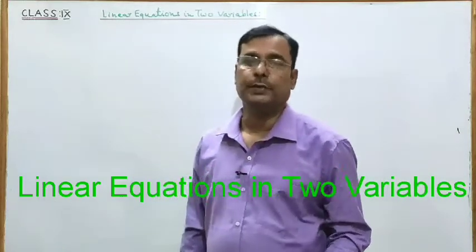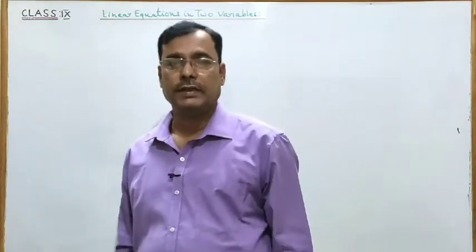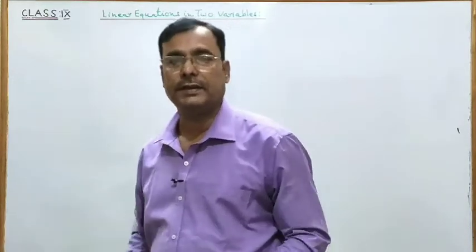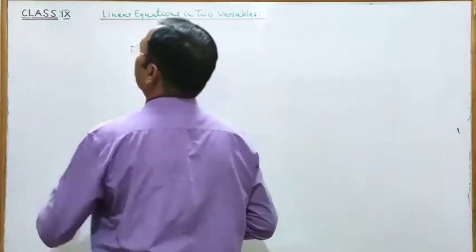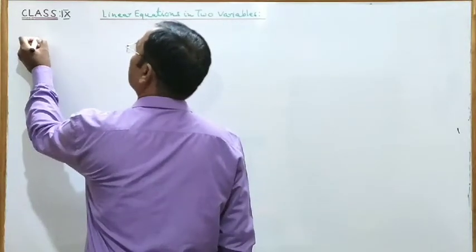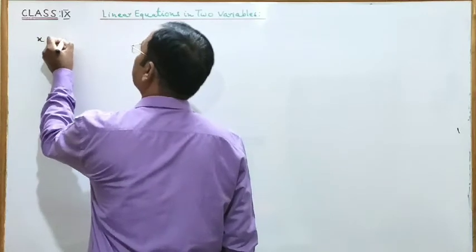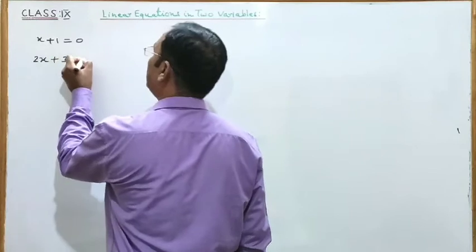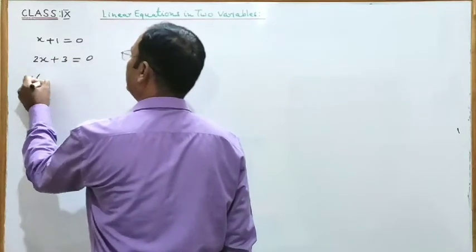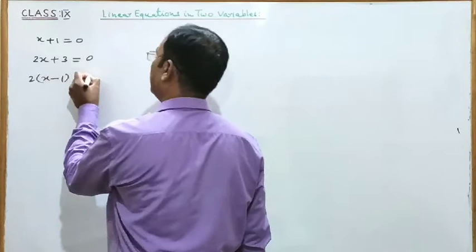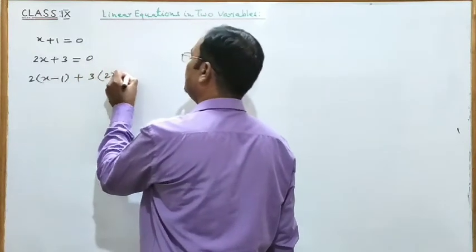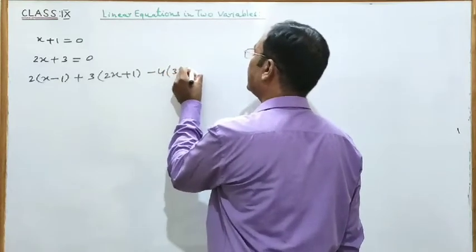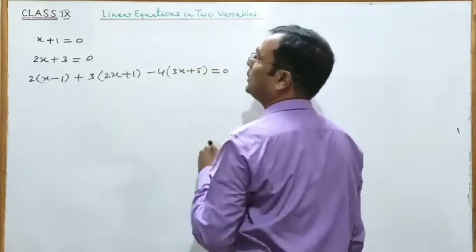Linear equations in two variables. In earlier classes you studied about linear equations in one variable in different forms. For example, x + 1 = 0, 2x + 3 = 0, or 2(x - 1) + 3(2x + 1) - 4(3x + 5) = 0.